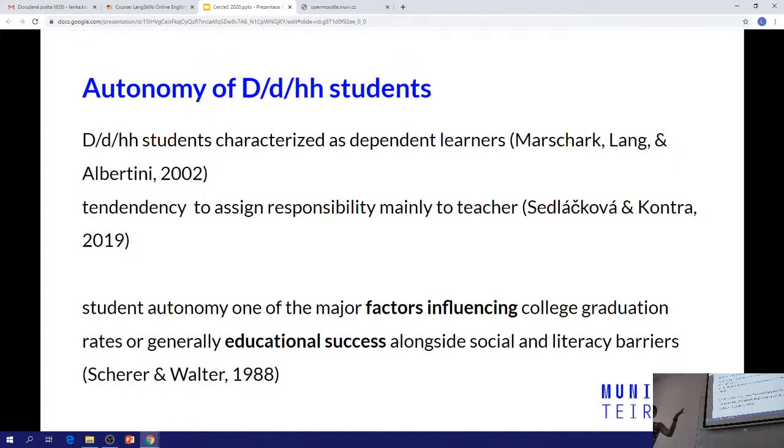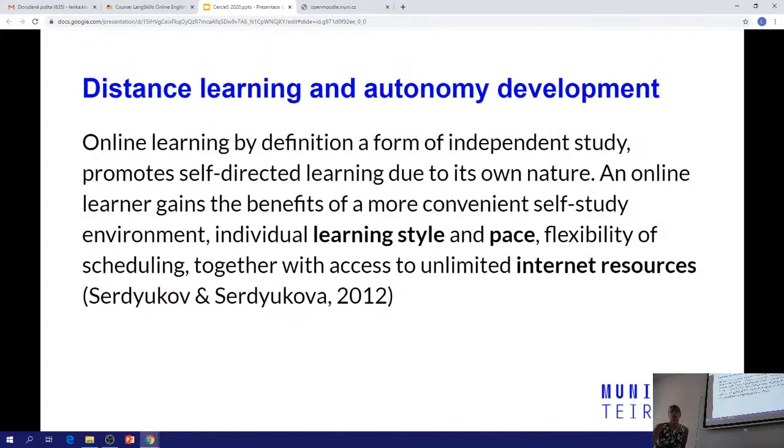On the other hand, this is important for us as teachers here at the university: student autonomy is quoted as one of the key factors that influences the general success in education. And the course that we created was an online course, so here I'm moving to the online environment.